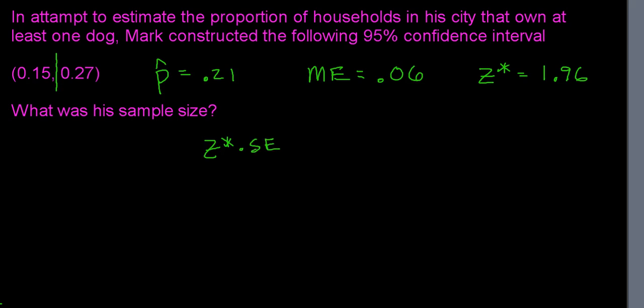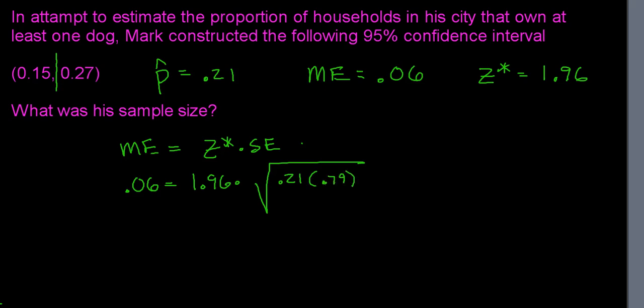That back part to the formula is your margin of error. So now I'm just going to fill in all the blanks. The margin of error is 0.06. The z-star is 1.96. The formula for standard error is the square root of p hat, 0.21, times 1 minus p hat, which would be 0.79, all divided by the sample size. And that is what I don't know. That is what I have to solve for.